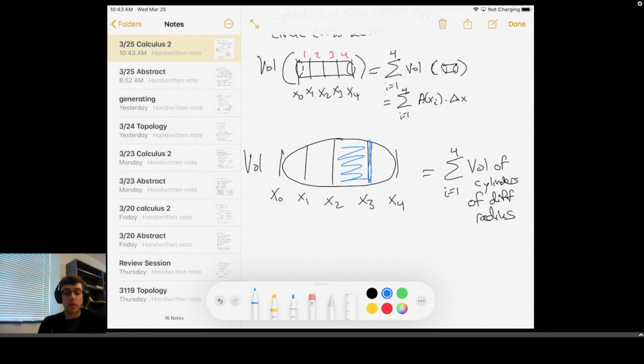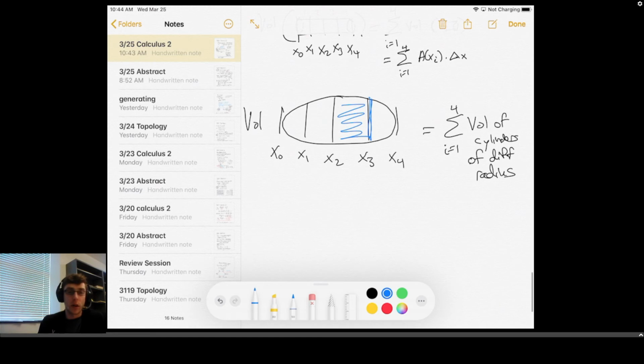So we're going to actually show this more. And again, I want to make the point of rewriting it like this. When I write A(xi) delta x, what I'm saying here is my delta x is how wide this is for my cylinder, and then my A(xi) is my cross-sectional area.